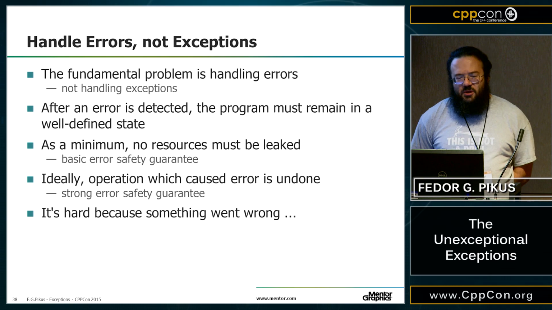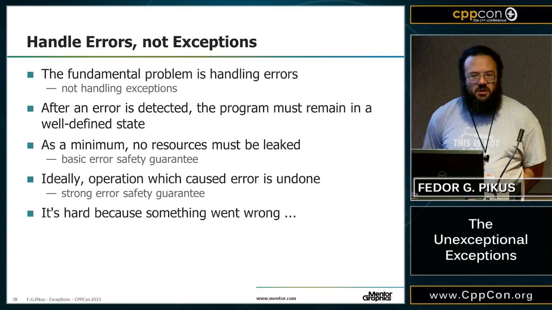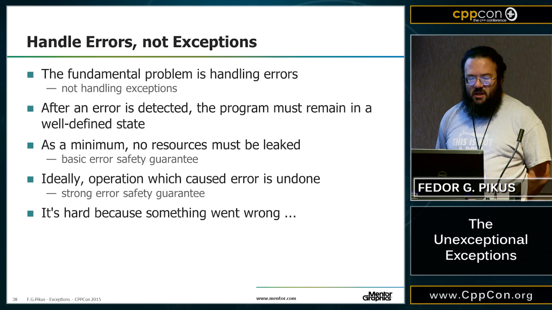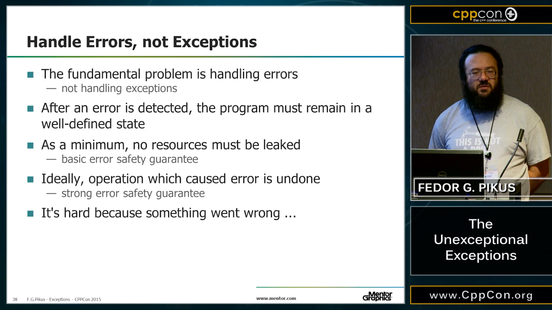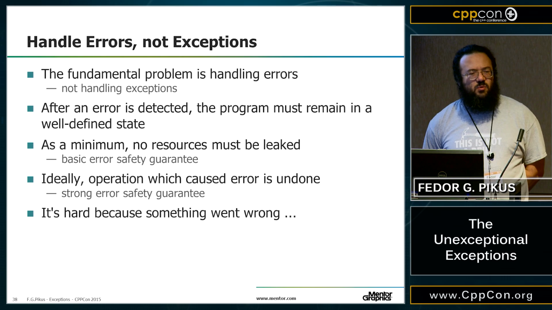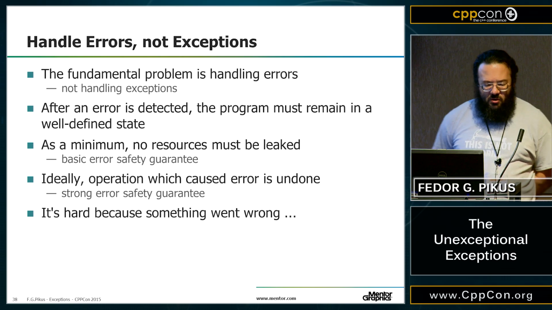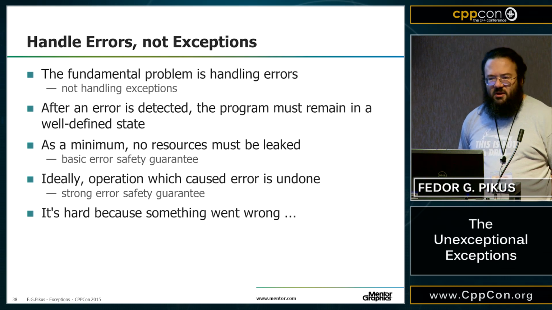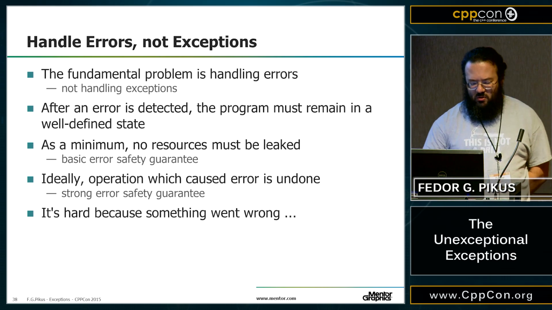If you're using exceptions, it's called the basic exception safety guarantee, but in a more general situation, we can call it the error safety guarantee. Ideally, whatever operation failed is cleanly undone as if it was never attempted. That is called the strong guarantee. It's hard to do because the only reason you're even there is because something is already wrong.